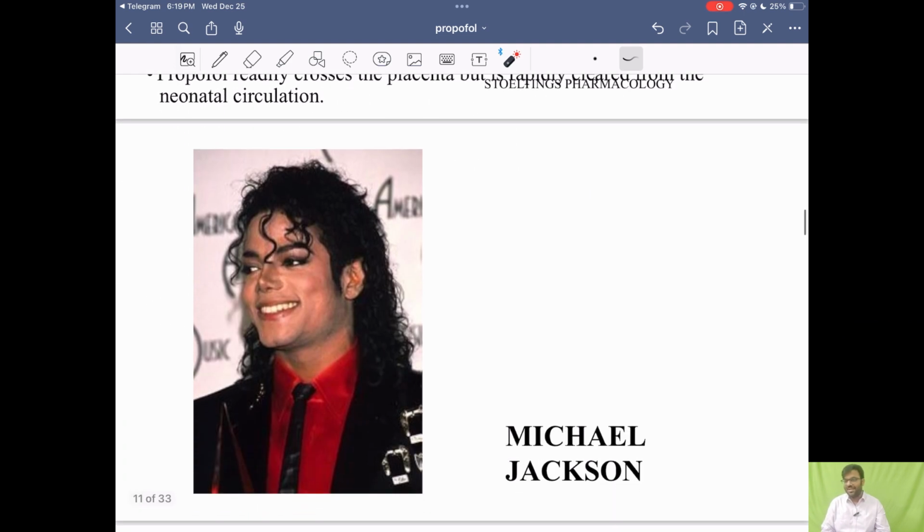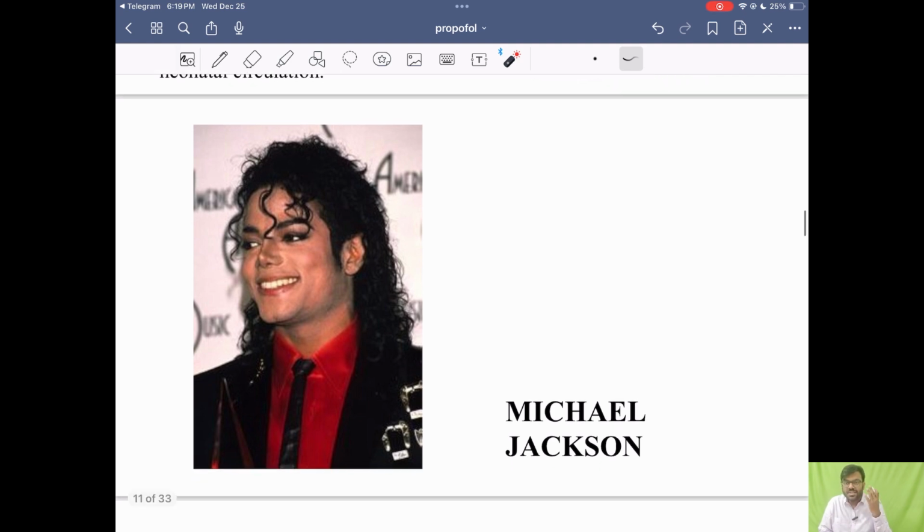So we have on the screen this person. He is a legend, Michael Jackson. He is one of the biggest pop stars the world has seen, and might not see someone like him again for a few decades. He actually died because of the action of this drug. He used to take propofol, and because of that, he died.